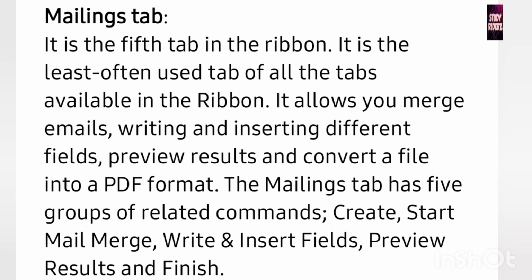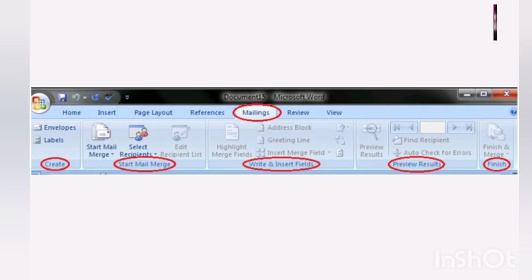This mailing tab has 5 groups of related commands. So the 5 groups are create, start mail merge, write and insert field, preview result and finish. So these are the 5 groups of commands. So this is the image of mailing tab and its menus.